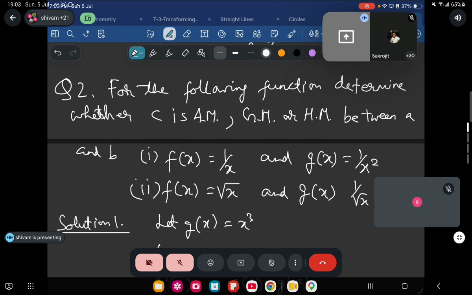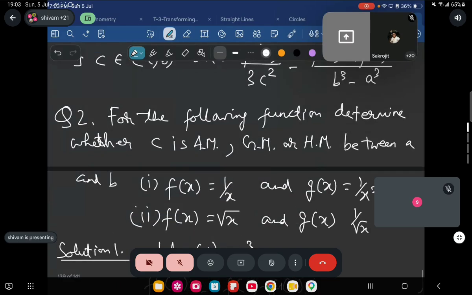Wait, I'm reading it out. In that paragraph: prove that C belongs to (A, B) such that f dash C divided by G dash C is equal to f of B minus f of A upon G of B minus G of A, where f and G are continuous and differentiable. Use this result to determine. So I eliminated it. Since we are already doing Cauchy's theorem, I didn't write it. You people can understand. Next, part 2.